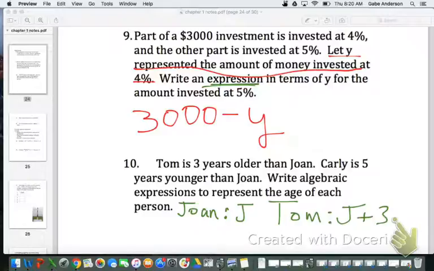Okay, so then, Colby, how about the other person, Carly? Carly is J minus 5. I agree. Okay, so those would be the 3 expressions for each of the people. You could set this up in a number of ways, depending on which you made your base variable. I think it makes a lot of sense to make Joan your base variable since she relates to both folks. But you wouldn't have to do it that way. I think it's maybe the easiest way.